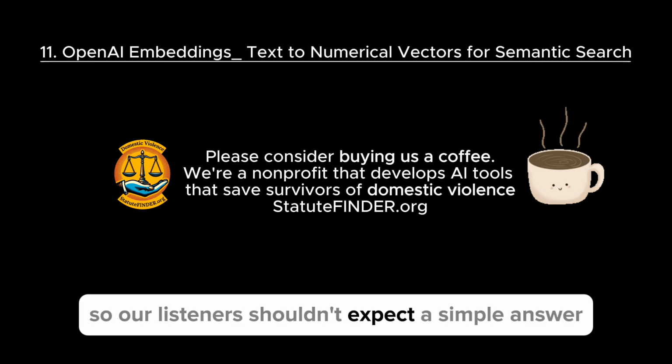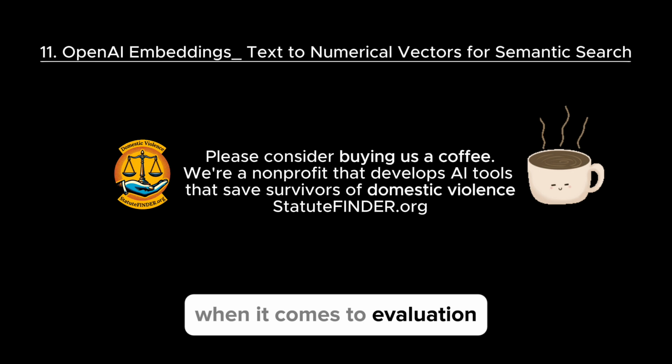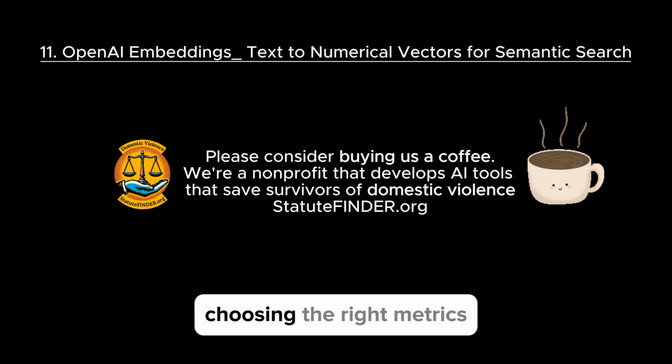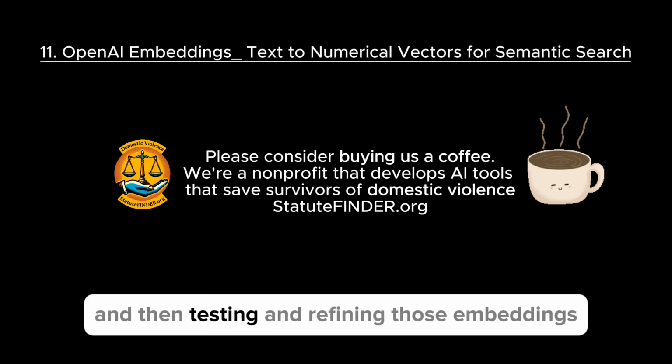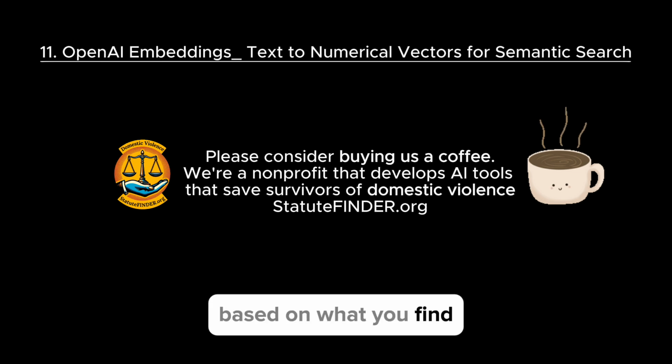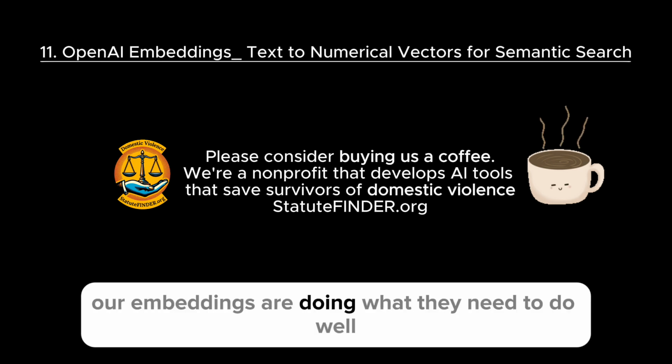So our listeners shouldn't expect a simple answer when it comes to evaluation. It's about understanding the task, choosing the right metrics, and then testing and refining those embeddings based on what you find. Couldn't have said it better myself. It's an iterative process, always testing, analyzing, improving to make sure our embeddings are doing what they need to do.